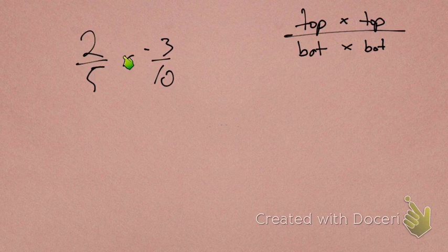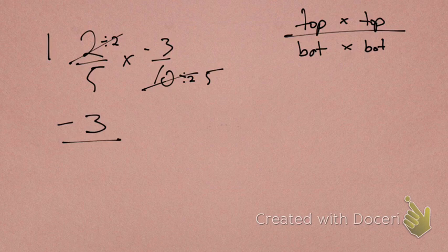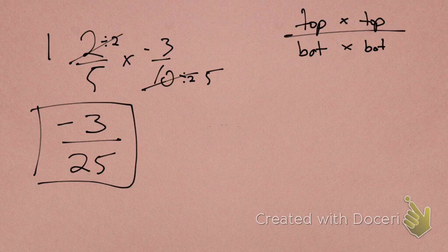But 2 and 10 have a common factor of 2. So I can actually divide both my 2 and my 10 by 2 to get a 1 and a 5. I'm going to show you why we can do that in a second. But once we do that, I can just do 1 times negative 3 is negative 3, and 5 times 5 is 25. So just multiply across the top, multiply across the bottom.